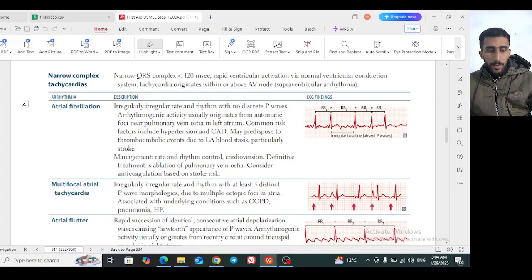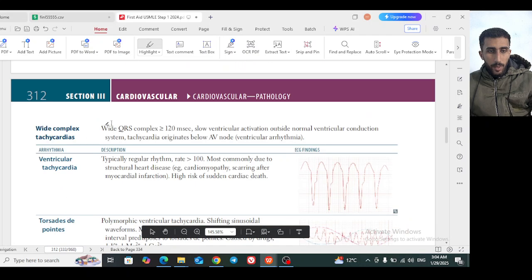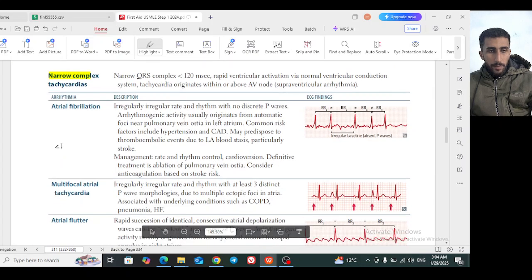We are going to talk about the different kinds of arrhythmias for the USMLE Step 1 exam. Arrhythmias are classified into narrow-complex tachycardias and wide-complex tachycardias. The main differentiating factor between them is the QRS complex. Here you have these 5 QRS complexes, and they are all narrow complex. Narrow complex essentially means less than 120 milliseconds.